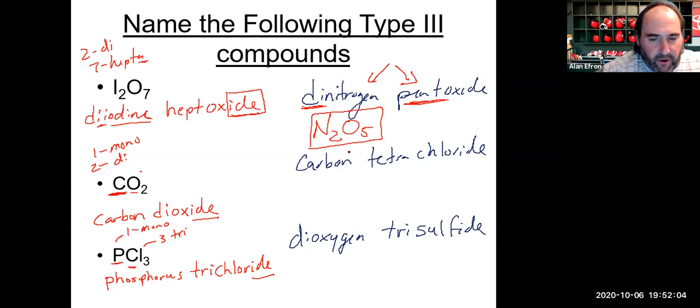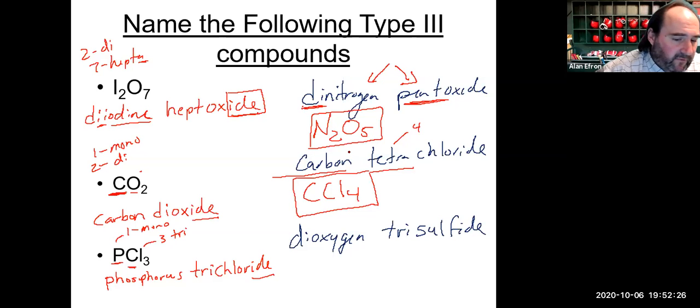Same thing here, carbon, I don't see a prefix, but I do see a prefix on the second one. Carbon and chlorine are both nonmetals. So again, no prefix on the first name means that there's just one, so we write C. Tetra is the prefix for 4, and chloride is Cl, so CCl4 would be our formula.